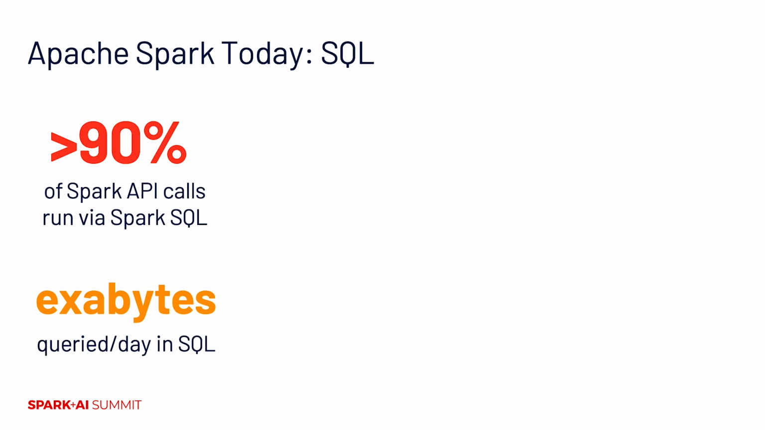Next thing is SQL. So even when developers are using Python or Scala, about 90% of the Spark API calls are actually running on Spark SQL through these data frame APIs and other APIs, which means they benefit from all the optimizations in the SQL engine. And just on Databricks alone, we're seeing exabytes of data queried per day using Spark SQL. As a result, the community has invested a lot in the Spark SQL engine and making it one of the best open source SQL engines on the planet.